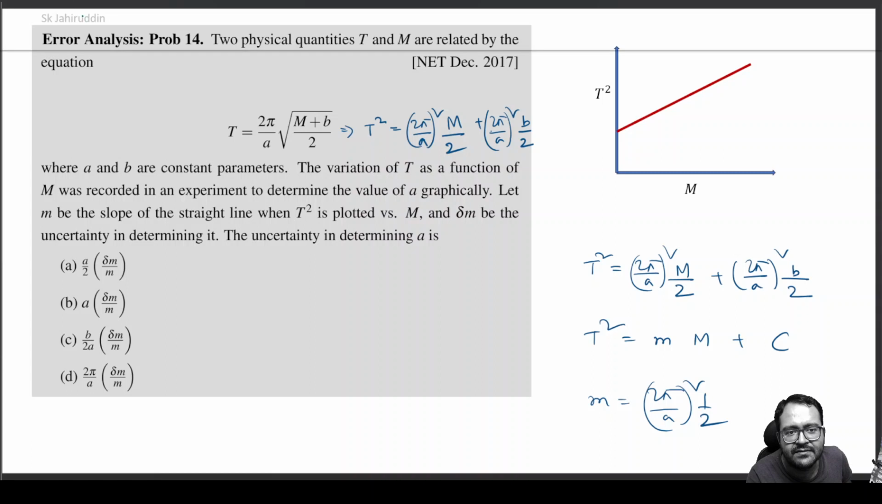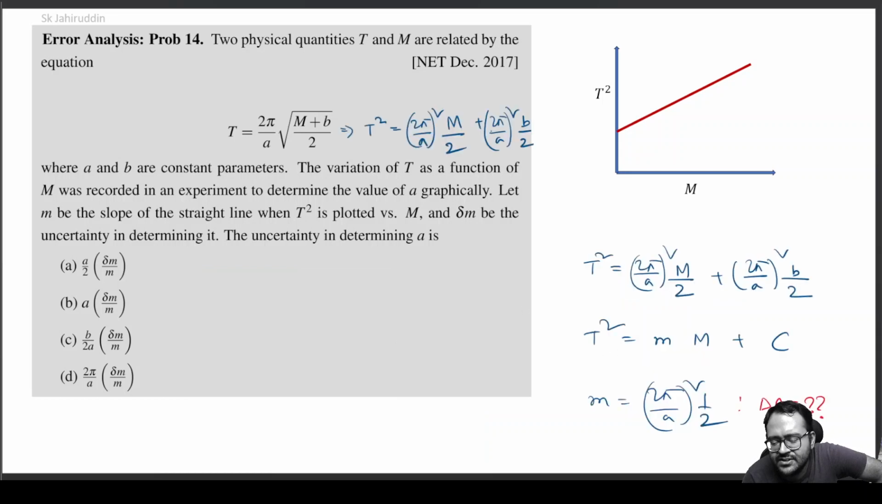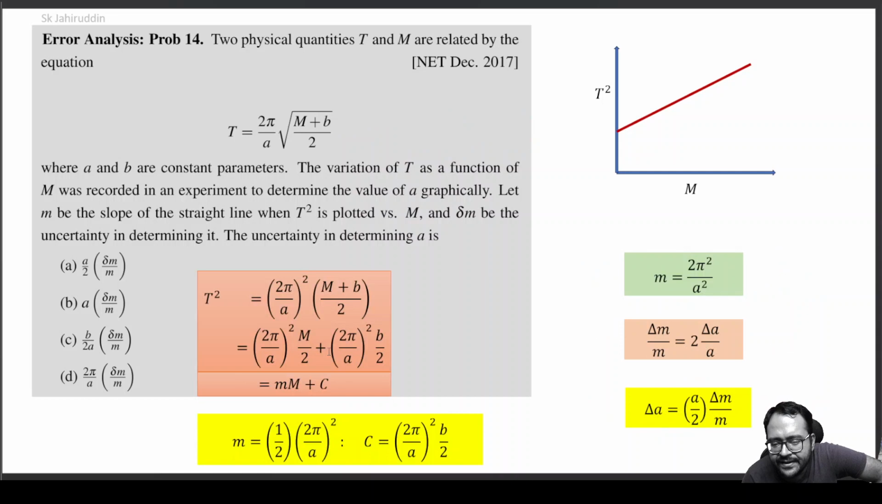So my question is, what is delta A? Should be very simple, just one variable problem. Your T square is this, this is this, this is this in a typed format. Whatever I have written it here, I wrote it there. So m is half of (2π/A)². So your C is (2π/A)² times b by 2. That is not relevant here.